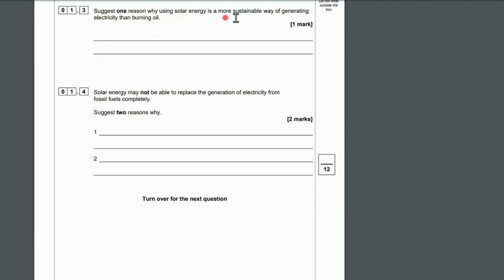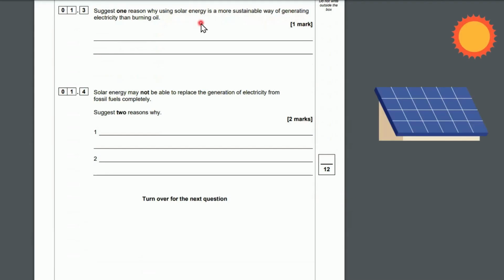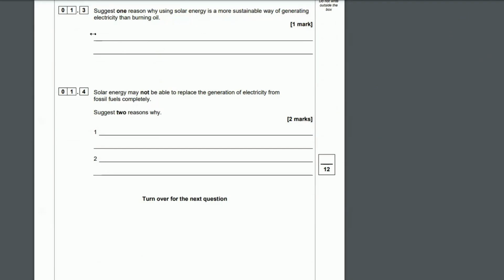Suggest one reason why solar energy is more sustainable way of generating electricity than burning oil. So, yeah, why is solar power a more sustainable way of generating electricity for your home than burning oil? What do we know about solar power? It is renewable. What does that mean? I probably should say it is a renewable resource. Okay.